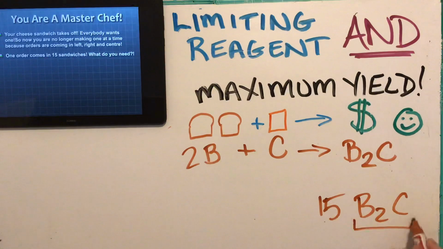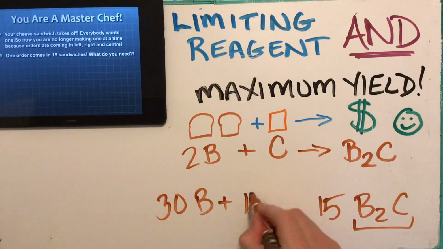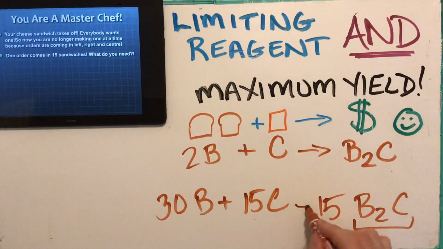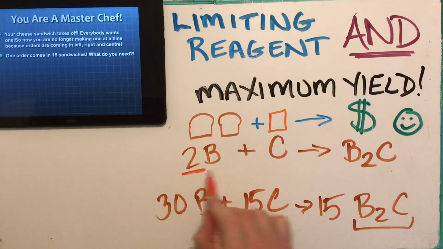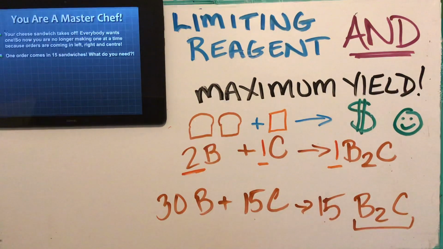Right? This is a sandwich. I need 15. You can do that in your head. You're already probably thinking, sir, you'd need 30 slices of bread and you'd need 15 slices of cheese, and that would give you the 15 sandwiches. And if you look at it, that relationship is the same. Up here we have a 2 to 1 to 1 relationship. And look here, 2 to 1 to 1 relationship. That relationship is the mole ratio.